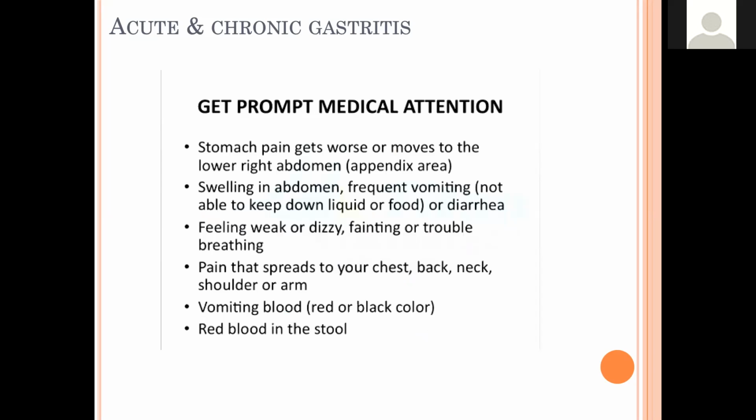If you have diarrhea, if you feel weak and dizzy, fainting, or trouble breathing, if the pain starts to spread into your chest, back, neck, shoulder, or arm. You start vomiting with blood, red or black color, if there's blood in your stool. If by any means your condition deteriorates and you're not improving, do come back for reevaluation.